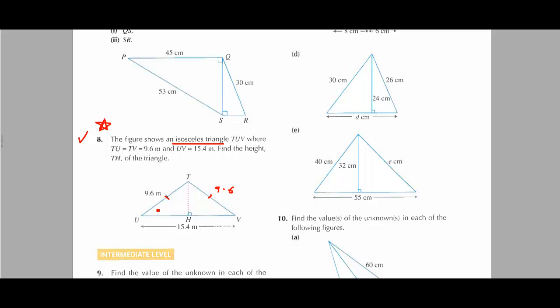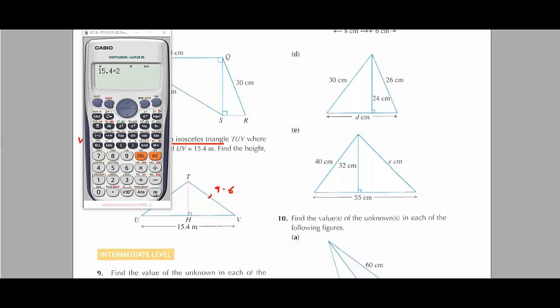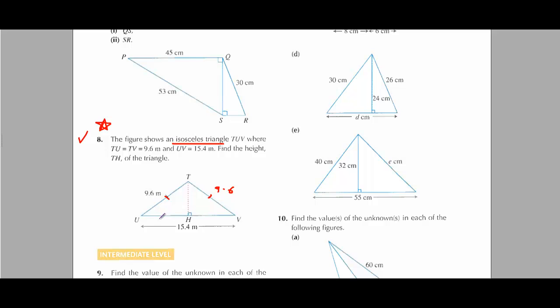If it is 15.4, divided by 2, how much is it? 15.4 divided by 2 is 7.7. So therefore this is 7.7 and this is also 7.7, because this dotted line divides it. So here it divides into two parts. So we have two right angle triangles. You can use any one of them, and then use Pythagoras theorem to find this red side. I hope you understand.